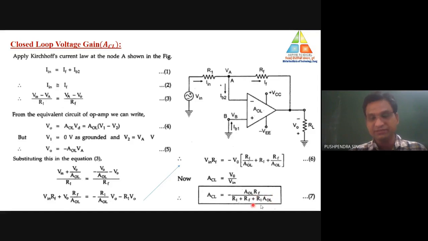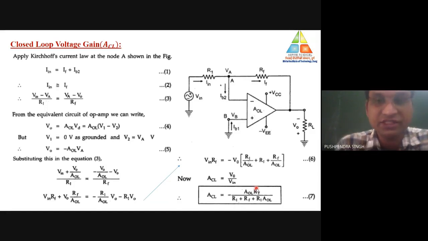In ideal condition, if we talk about the ideal condition, open loop gain is infinite. And due to that, R1 into AOL is much greater than R1 plus RF. So from there, AOL into RF divided by R1 into AOL, so AOL and AOL both will be cancelled out. So from there, closed loop gain will be how much? Minus RF by R1.